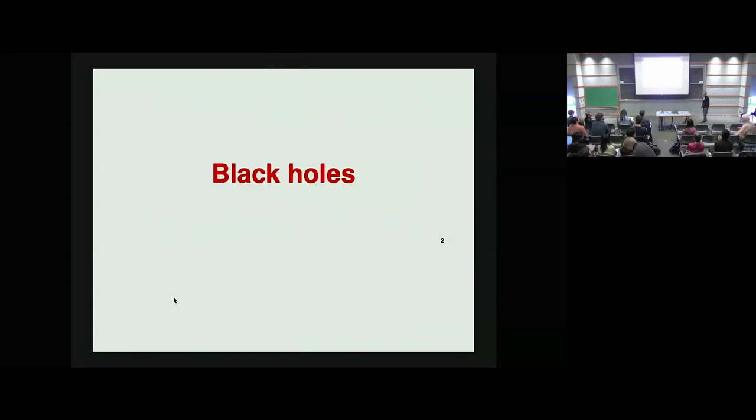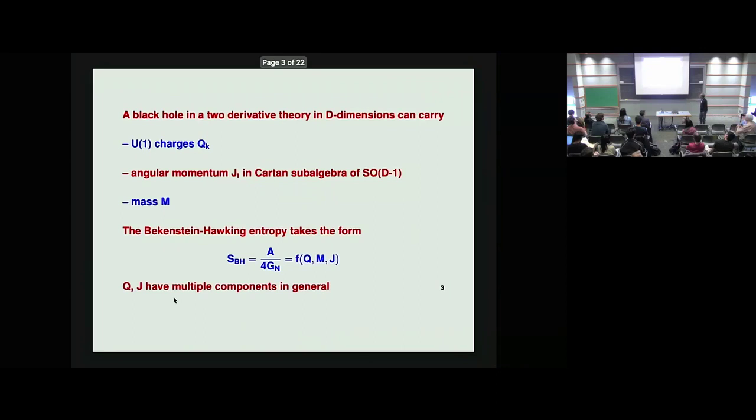Let me begin by reviewing a few properties of black holes that we are all familiar with. We'll consider, to begin with, a black hole in a two-derivative theory in d dimensions. Such black holes can carry a set of U(1) charges, depending on how many U(1) gauge fields you have in the theory, which I'll denote by Q. It can carry angular momentum in the Cartan subalgebra of SO(d-1), and of course it has some mass.